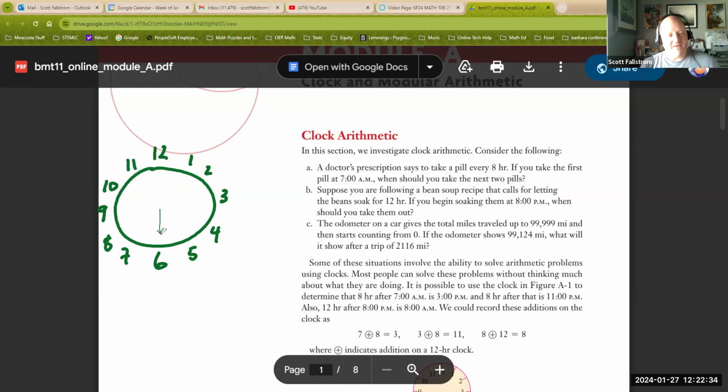So if we went from 6 to 9, we'd add 3 hours. 6 plus 3 giving you 9. That really doesn't seem like that big of a change. Then you say, well, I'm going to add another 3 hours. Okay, that gets you to 12. Now you're at 12 o'clock.